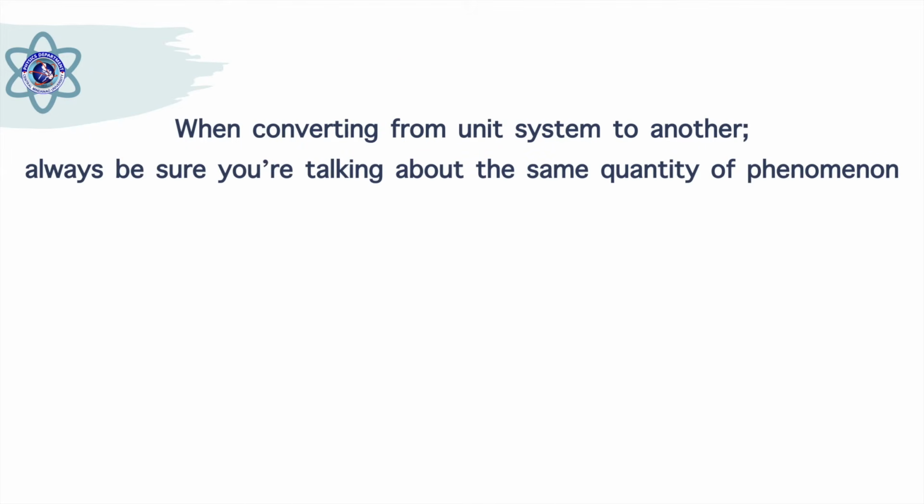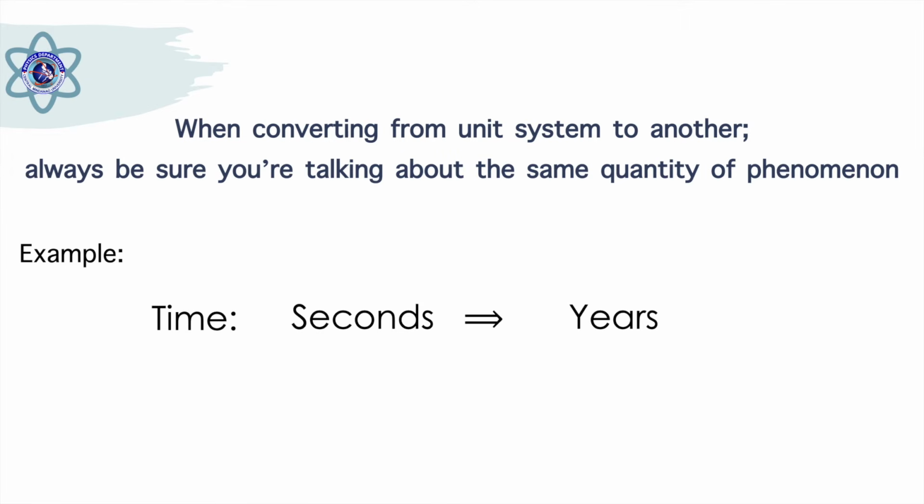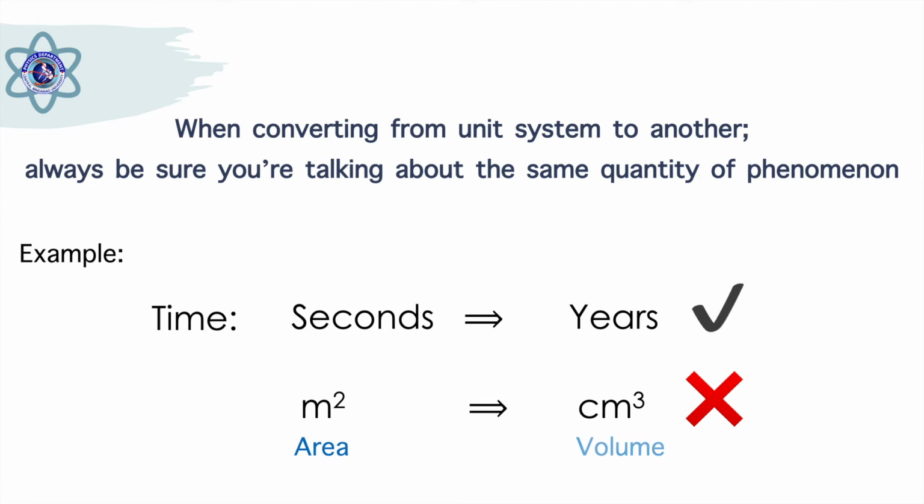Reminders: when converting from one unit system to another, always be sure you're talking about the same quantity or phenomenon. For example, I am converting seconds to years. Of course, it is possible because both of them are units of time. But if I have meter squared converted to cubic centimeter, that would be impossible, since meter squared is a unit of area and cubic centimeter is a unit of volume.